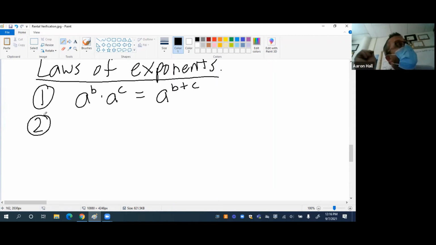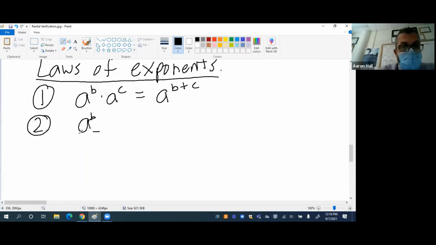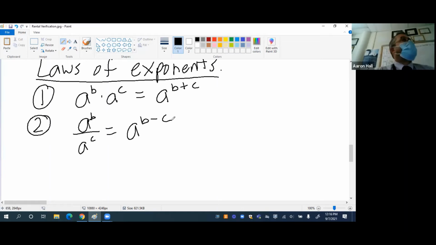Number 2, I would argue number 2 is similar to the first one. So yeah, there are 8 laws, but some of these are very similar. The next one, if I have something like this, I have a to the power of b over a to the power of c. How do I put these together? Subtract the exponents. We subtract the exponents. Okay, Thomas, thank you, Thomas. Yeah, we are going to subtract the exponents. a to the power of b minus c. Are you guys good with this?